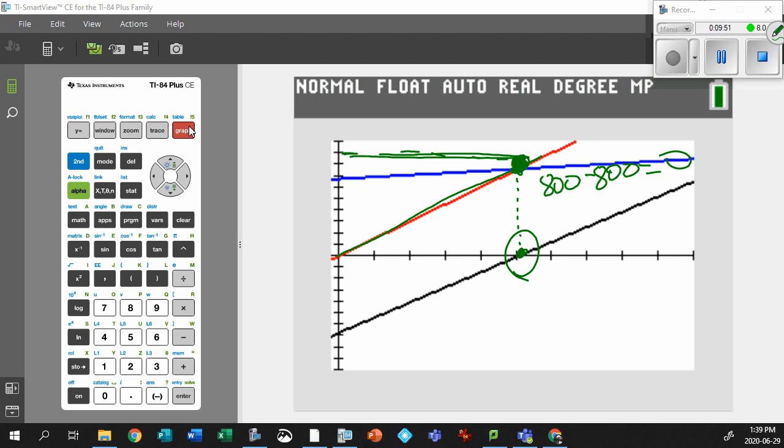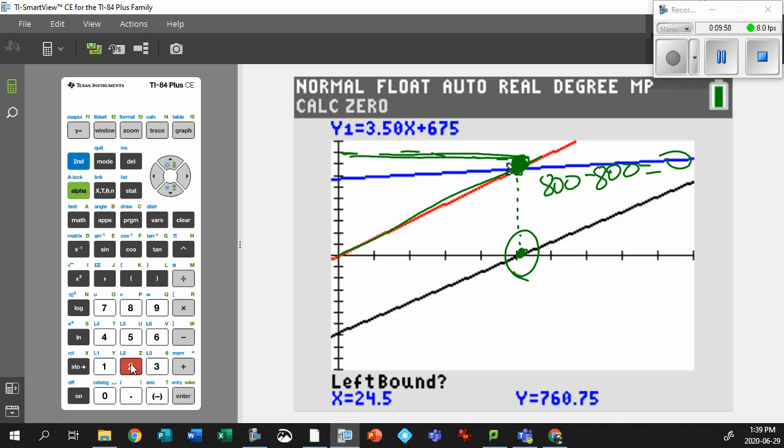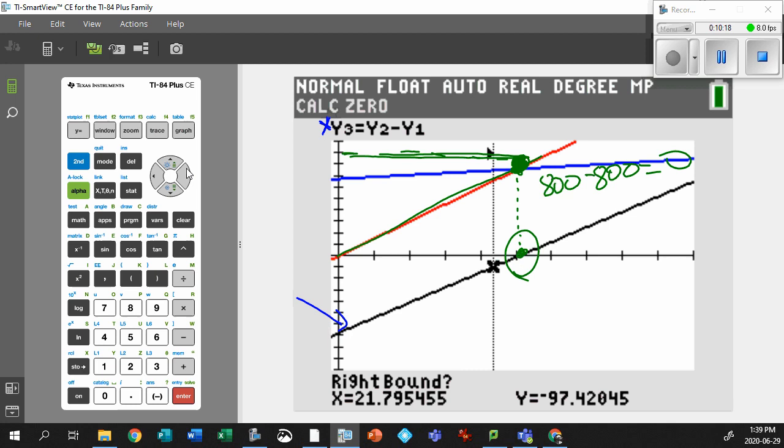So how do I find that 0? Guess what? Second calc, find me the 0, option 2. Left bound, oh, wait a second, we're on y1. I don't want to be on y1. I want to be on this black graph here. Well, I don't know which one that black graph is, so I'm going to mouse down. Oh, look, that's now on y2, which is the red graph, and now y3, there it is, y2 minus y1. I want to do my x bound, enter. I want to do my right bound, enter, find that 0 value.